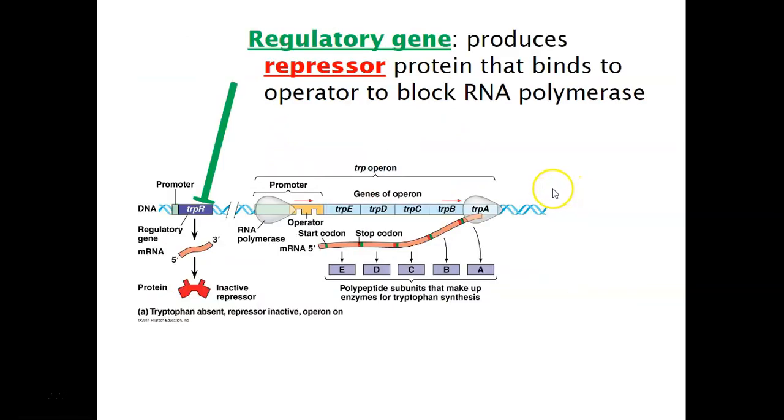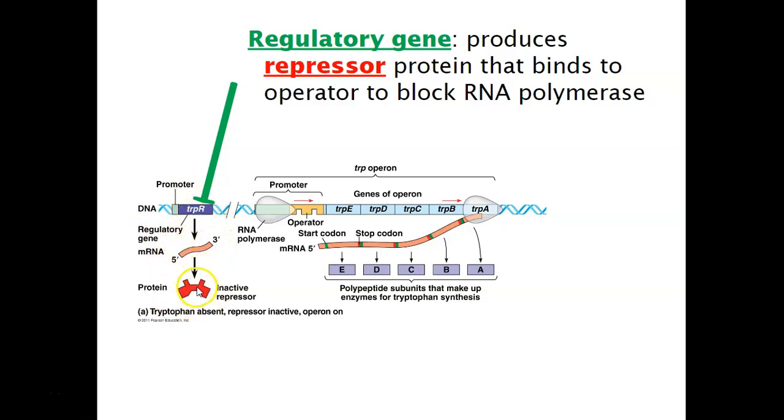So thinking about it, there are also regulatory genes that can act a little bit upstream. You can see in the promoter region, regulatory genes in a different location can produce repressors that can bind and/or control the operator switch. In this case, we have TRP here that can make a TRP repressor.